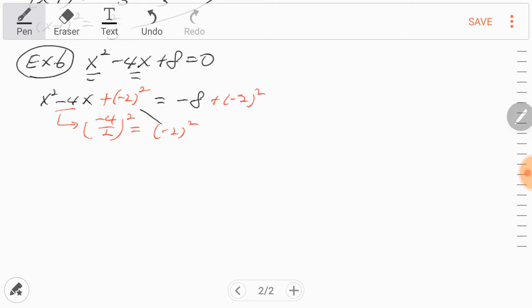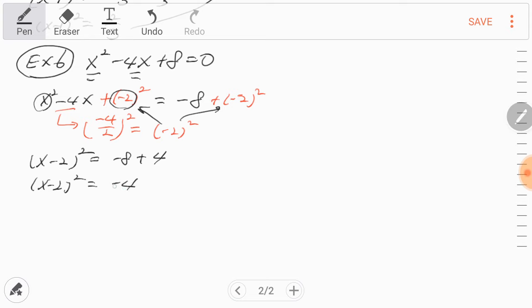Okay, so this one goes to the right. Then the left side is (x − 2) squared. This x and this minus 2. So that is equal to negative 8 plus 4. So (x − 2) squared is equal to negative 4.